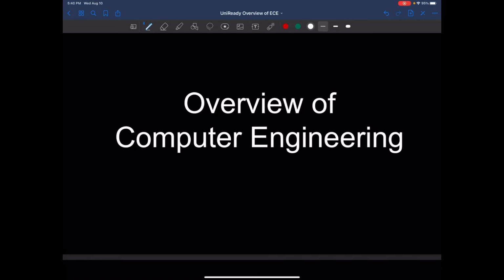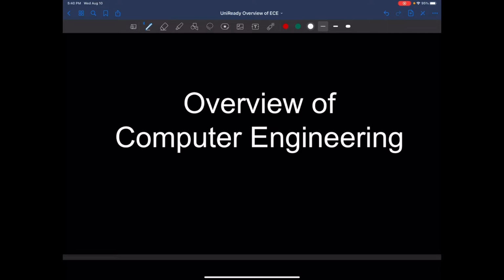For my lecture, I'm going to be giving an overview of computer engineering as a degree and as a field. Computer engineering is really just creating useful computing systems. For example, your iPhone, your computer, games that you play, etc.